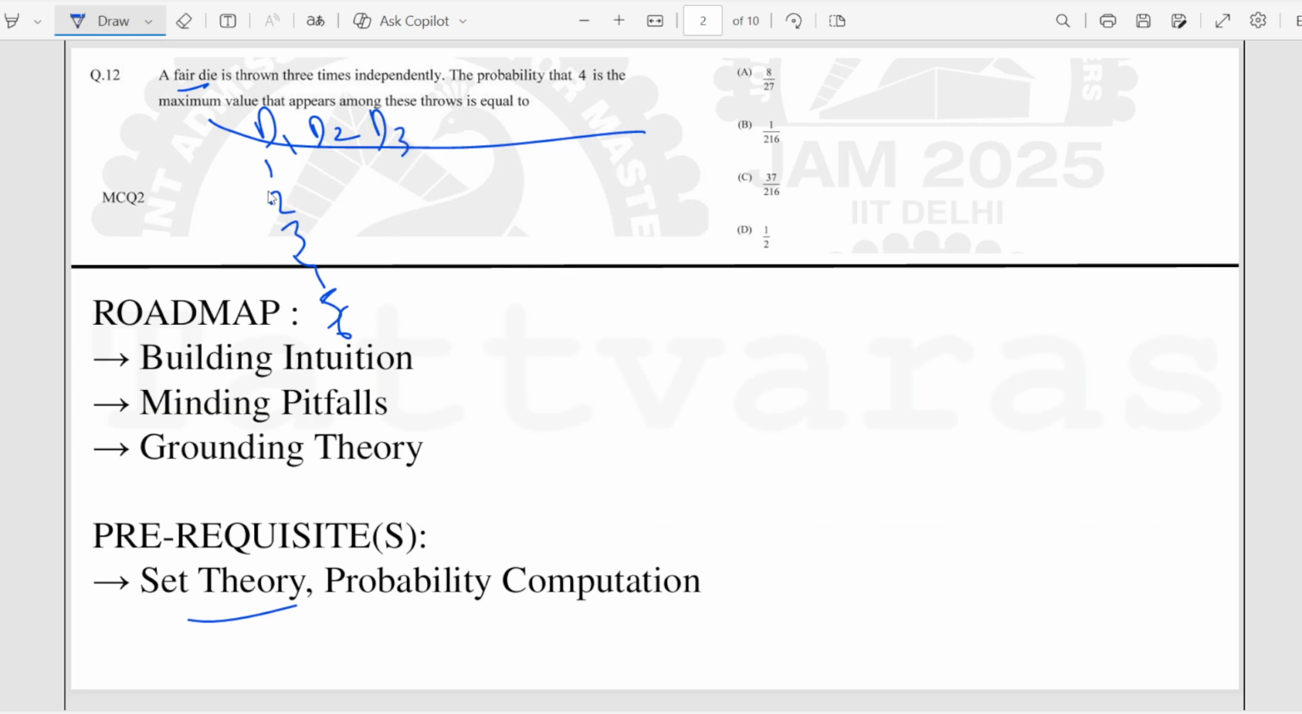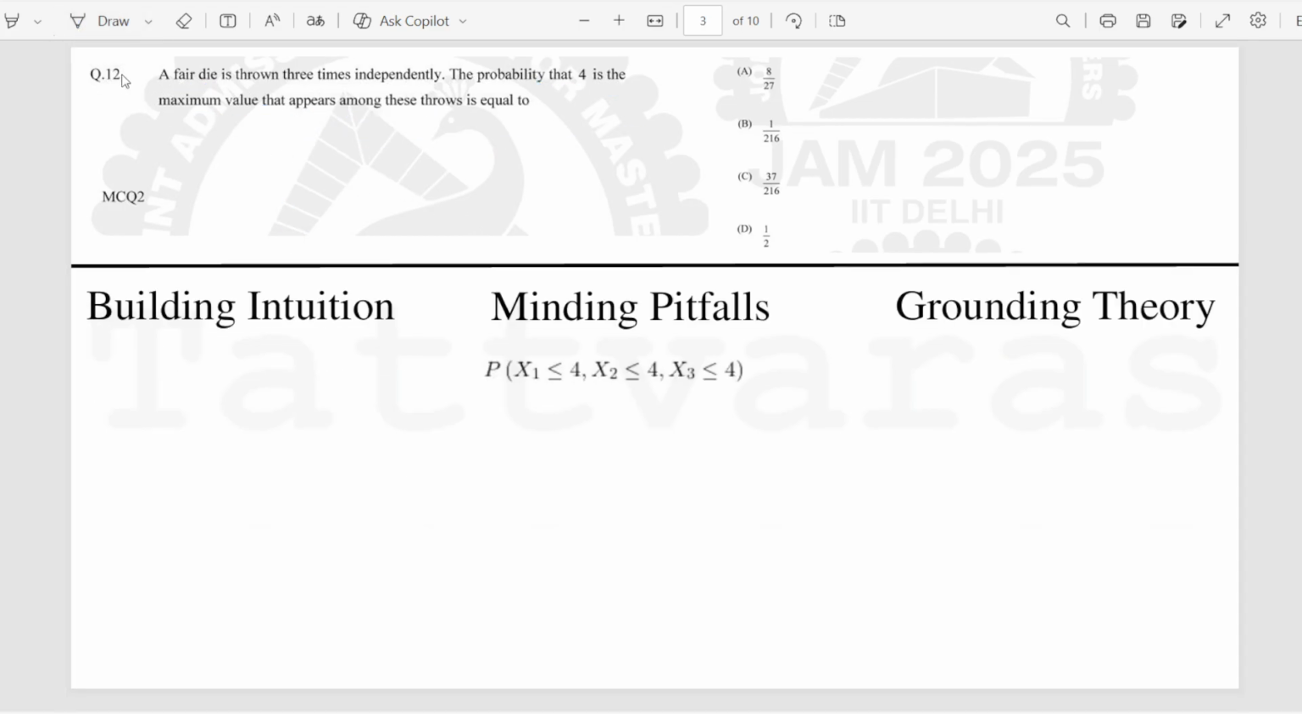They are equally likely, and we have to compute the probability that 4 is the maximum value that appears among these throws. So there's an element of converting this English language to mathematical language and then checking what is exactly this probability. Okay, let's get started. So it's saying 4 is the maximum value, which means in each of the three die throws, it shouldn't exceed 4. It should be less than equal to 4.